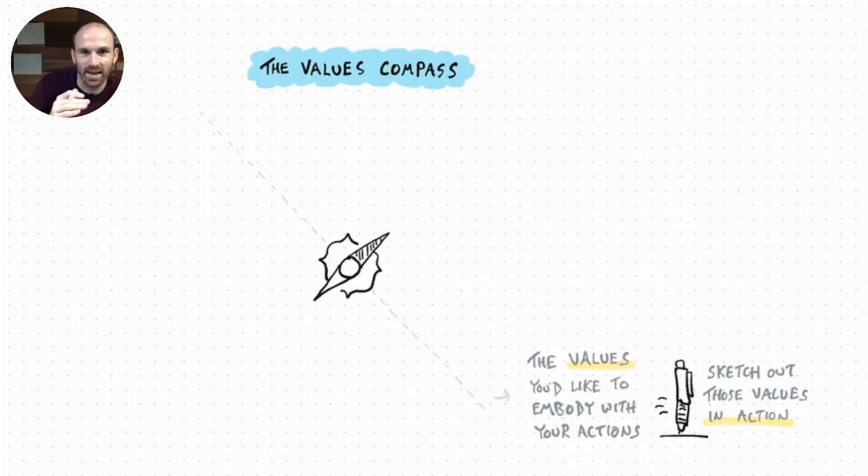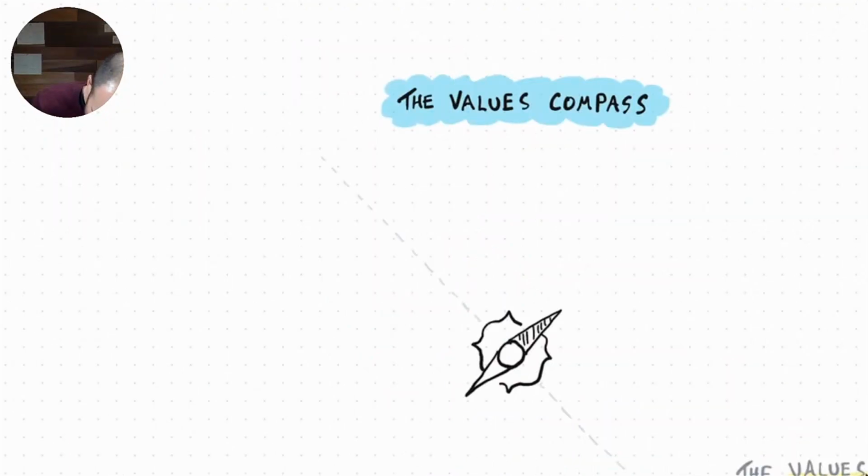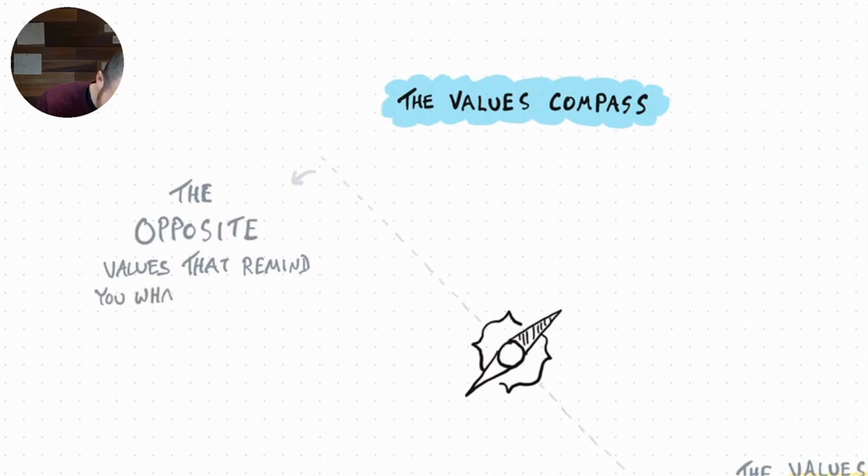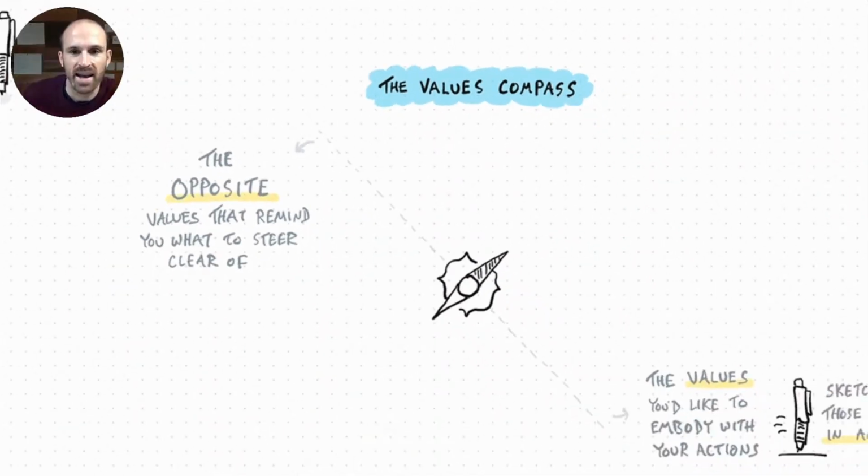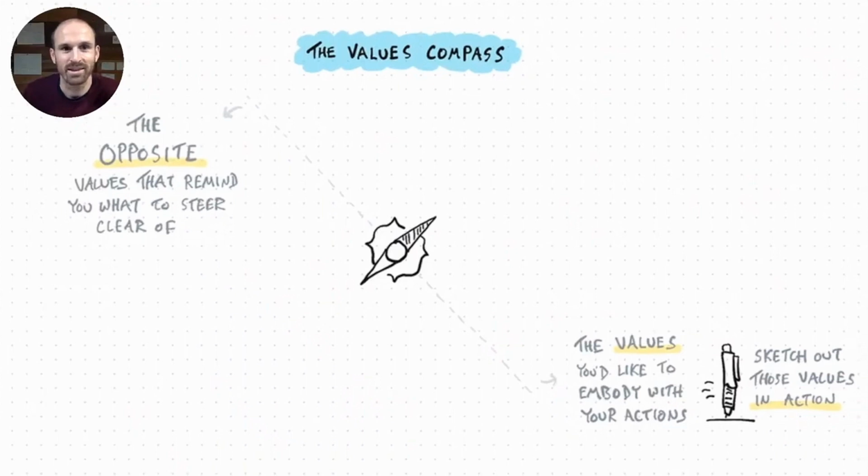But potentially, what I think might be equally helpful, in addition to drawing out the values that you'd like to embody, what those values look like in action, is that I intentionally left space on this side of the compass for you to add the opposite values that remind you what to steer clear of. You could also think of this as the opposite of a to-do list is a to-don't list. Sometimes it's more helpful to identify the things that you want to make sure not to do. That can be just as helpful as identifying the things that you do want to do.